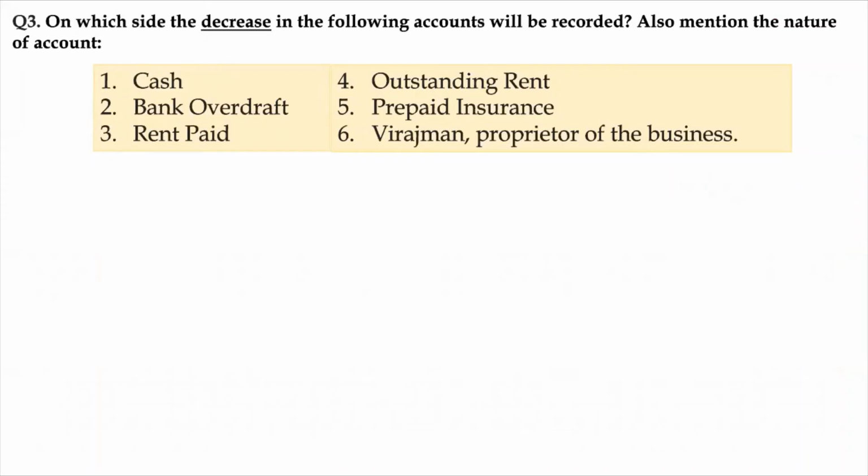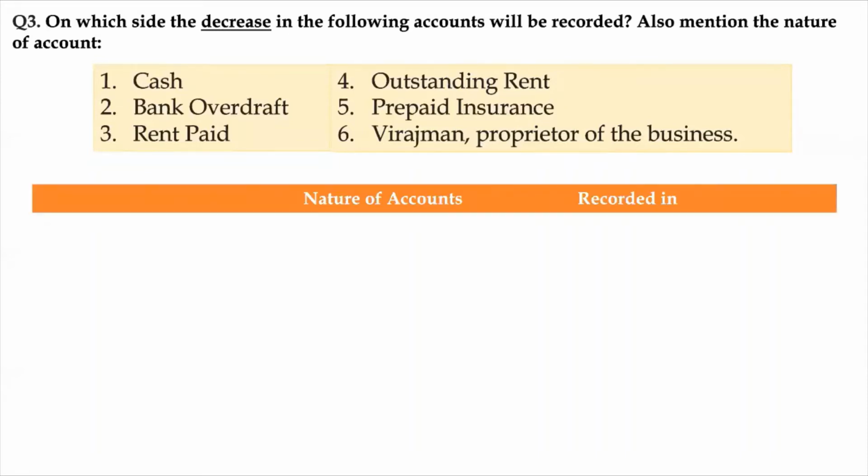It says, on which side the decrease in the following accounts will be recorded? Also mention the nature of account. Like we have solved question number 2, likewise, this question is also the same. Okay. In this question, you have to record in the debit or credit side if they are decreasing, as it is written here, on which side the decrease in the following account will be recorded. Okay, so pause the video and solve it on your own. Then resume it and check your answer.